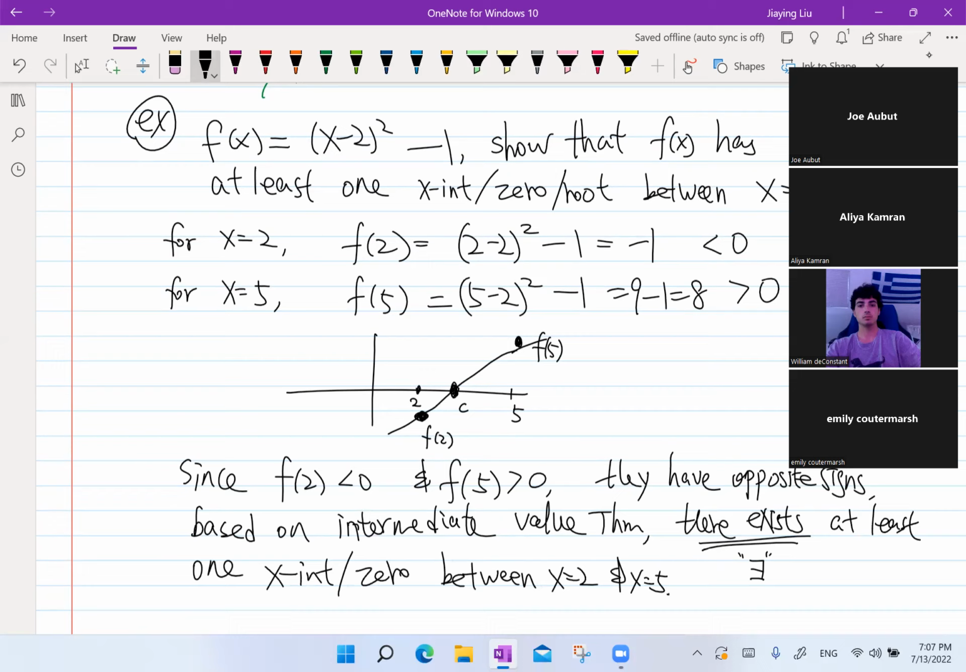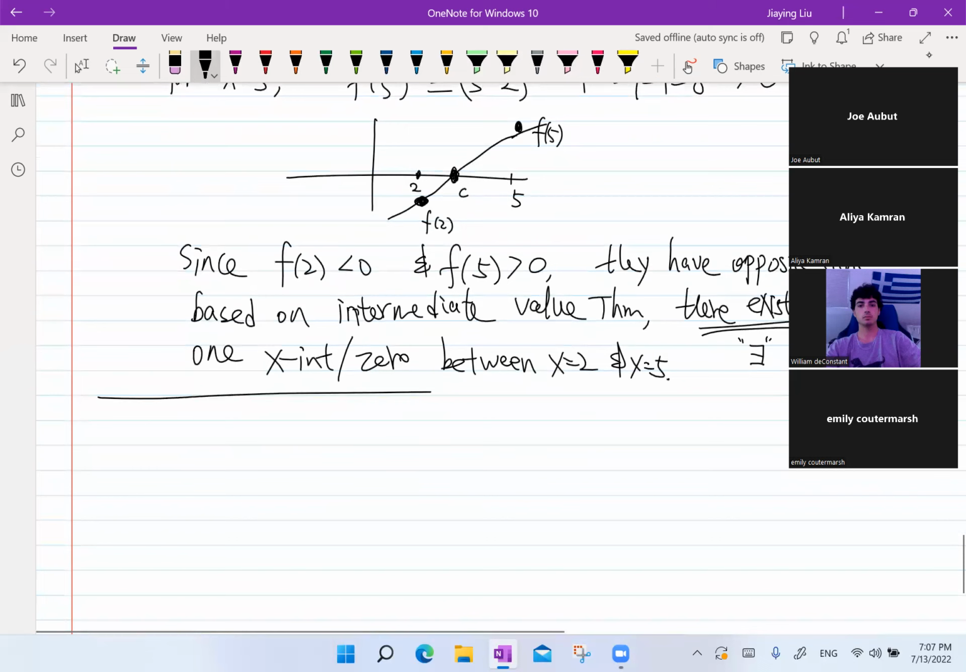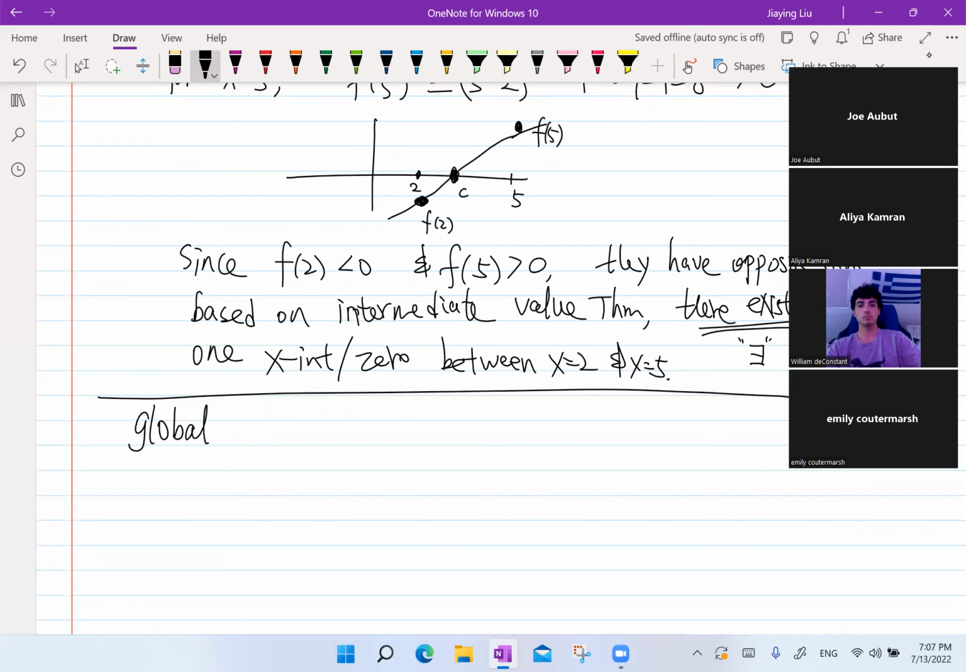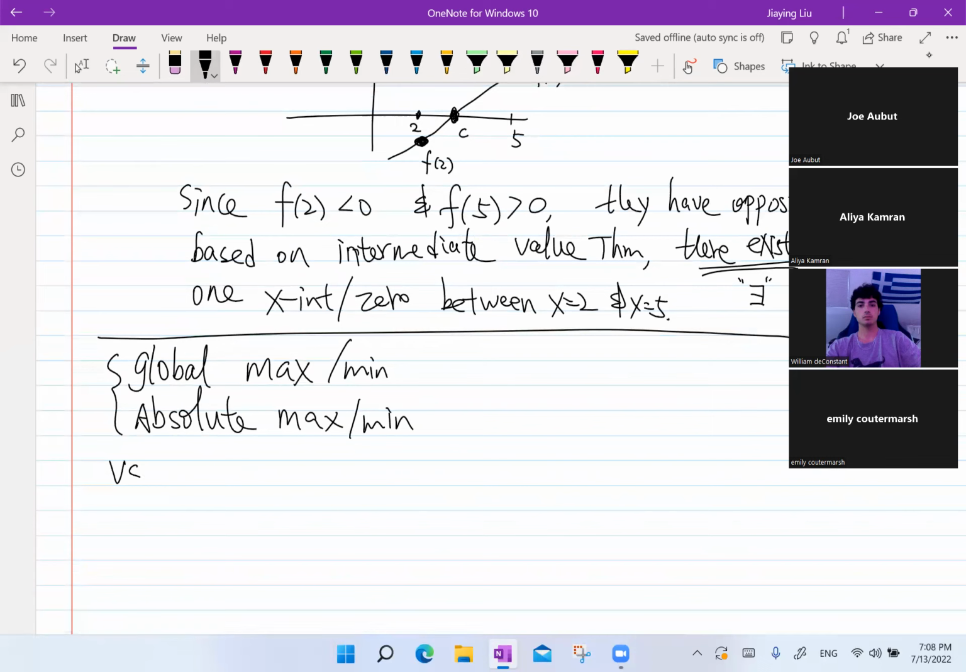The last thing I want to do in this section is to talk about a couple of terms. It's called global maximum and minimum. It's sometimes called absolute maximum and minimum. So when you see them, think of them as having the same meaning, versus local maximum or minimum, which is sometimes called a relative maximum or minimum.